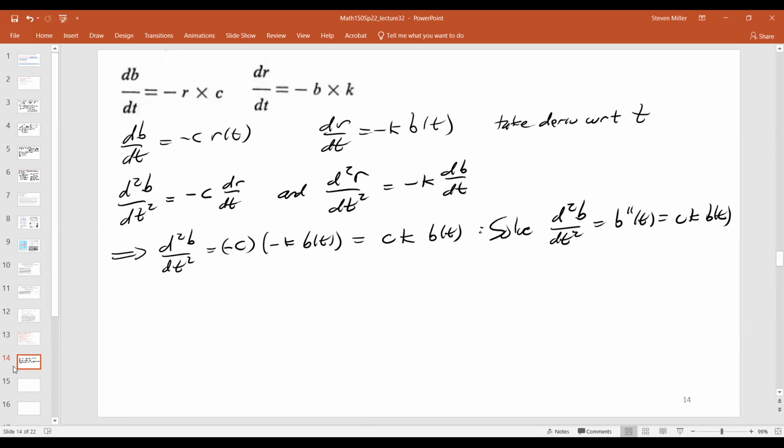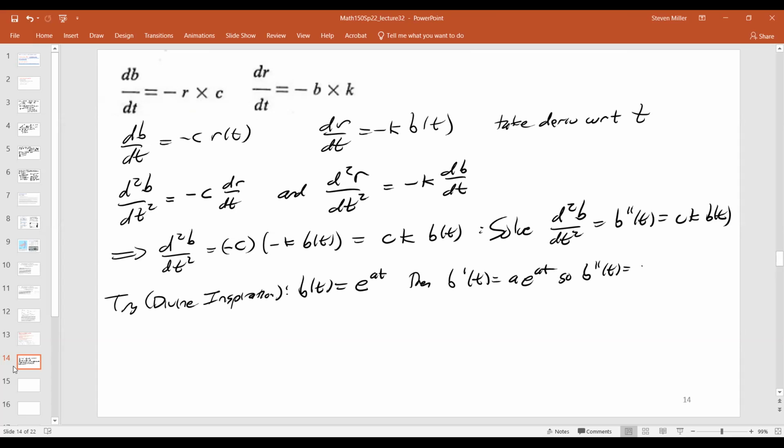And so let's try. This is divine inspiration. B(t) is e to the at. Then b double prime, well, I'll do it slow. B prime of t is a e to the at. So b double prime of t is a squared e to the at, which is a squared b(t). So a squared equals what?